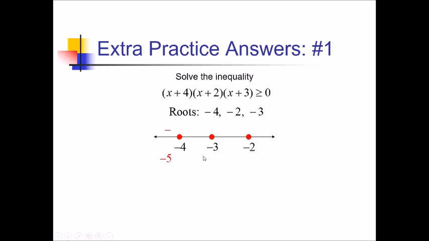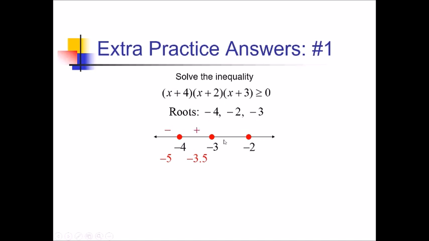Now I have to pick a number between negative 4 and negative 3. Let me choose negative 3.5. So negative 3.5 plus 4, that's going to come out positive. And then negative 3.5 plus 2 and plus 3, those are both coming out negative. Even number of negatives is going to give us a positive result.